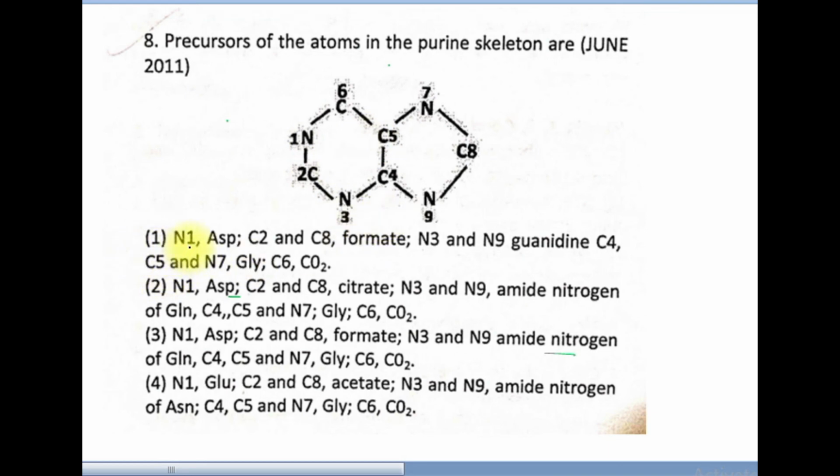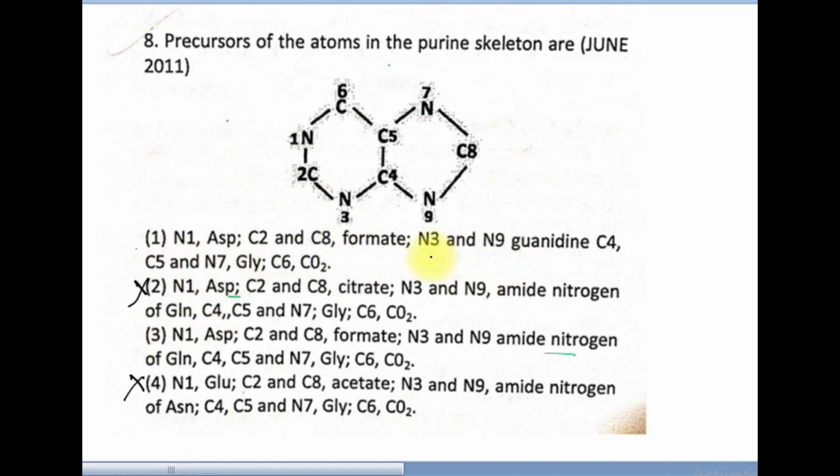In the first option, it has been given that N1 is from aspartate. So in the first, second and third options, we have that N1 is from aspartate. But in the fourth option, we have that N1 is from glutamine. So we can eliminate the fourth option. Now, let us see the first option. C2 and C8 are formate. Yes, we have discussed that C2 and C8 are from formate. So our second option is incorrect because it has been given that C2 and C8 are from citrate, but the correct answer is formate. So the first or the third option can be correct.